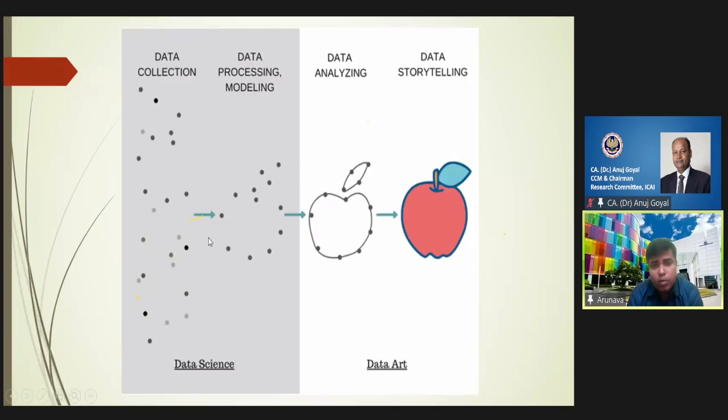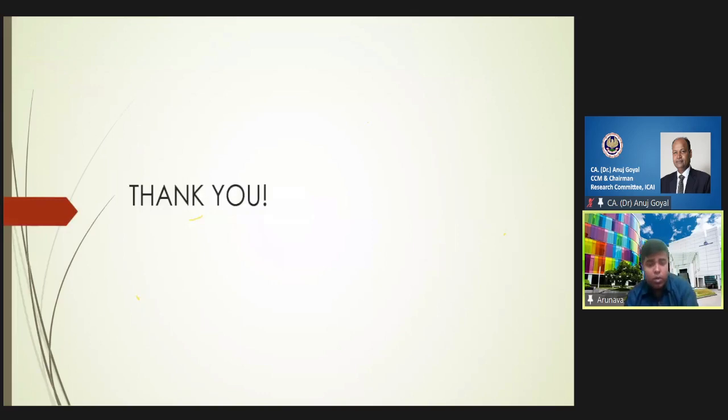The science part, maybe we can manage and we can be very good, but the art part is equally important. And we have to develop the skills to tell better data stories, where our seniors, our well-experienced people, can help us in getting better insights from the analyzed results that we have. So that was all about this.